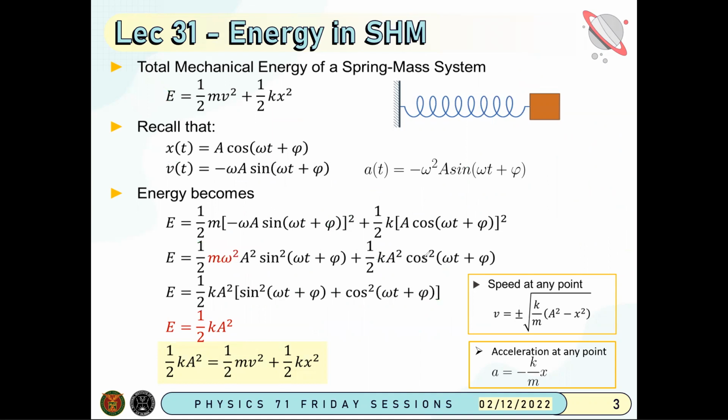Clear ba ito? Clear ba kung paano nakuha yung 1/2 k A squared? Okay, so clear naman. Okay. So dito nakita natin, thank you for the reply. Dito nakita natin yung isang form ng omega ng angular frequency, which is square root of k over m.